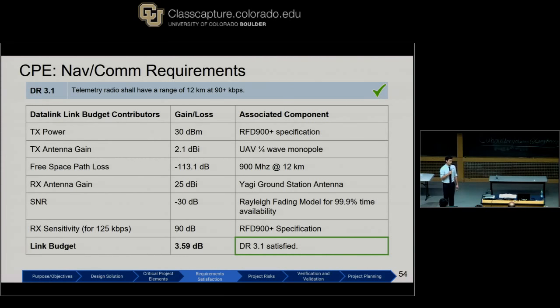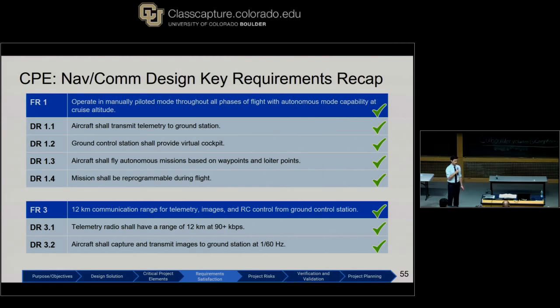So in order to analyze the feasibility of the comm system to satisfy the 12-kilometer range requirement, a link budget was made to model that feasibility under the worst case scenario, with the gains and losses of each associated component being maximized for the lowest gains and the highest possible losses, which gives us the most conservative estimate possible, which results in a link margin of about 3.59 decibels, which is small, so a range test is definitely needed to qualify the communications requirement, but for now, derived requirement 3.1 is satisfied. So in conclusion, the previous slides have shown how functional requirements 1 and 3 have both been satisfied.